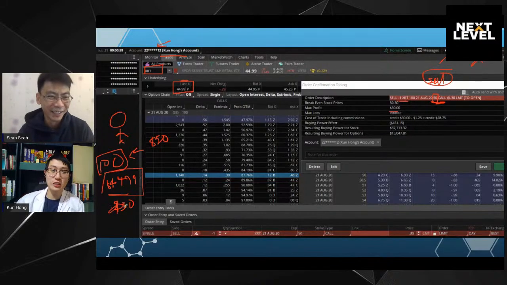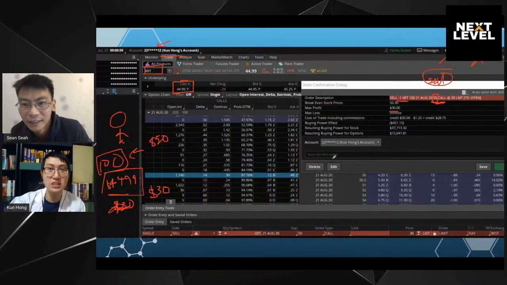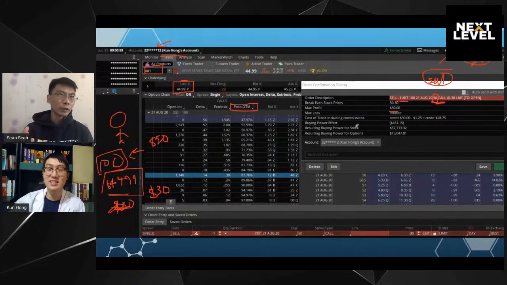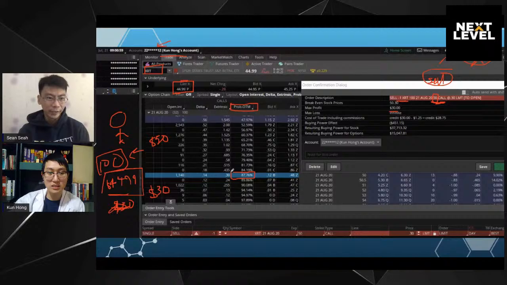Oh, because you must see the probability OTM. As you can see, it's 87.76. That means the chance of you losing money is only about 12%. Again, this is a particular thing that Kun Hong does. Probability OTM means how likely is this guy not going to get your stocks, correct? Yeah. So the probability of you not having to sell your stocks is 87.76.